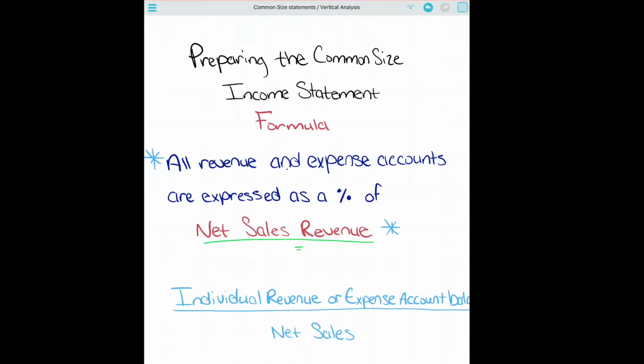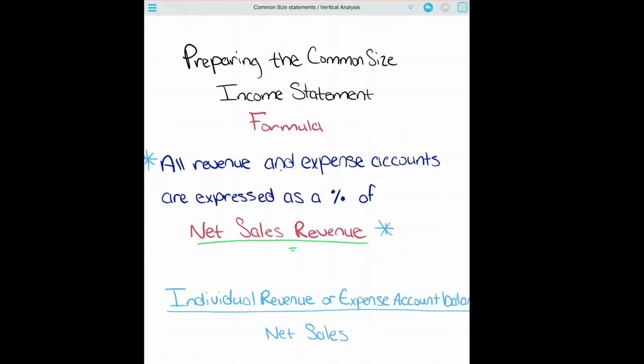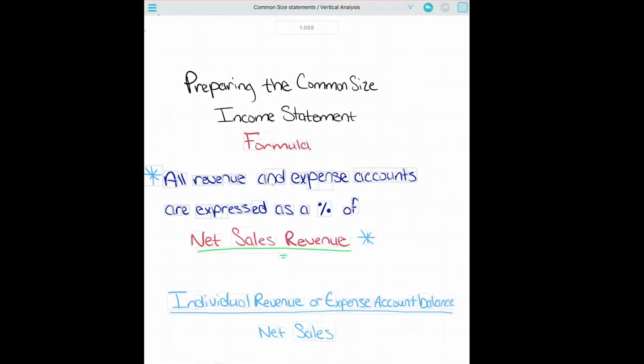Now, when you're preparing the common size income statement, all revenue and expense accounts are expressed as a percentage of net sales revenue. And the formula is individual revenue or expense account balance divided by net sales revenue.